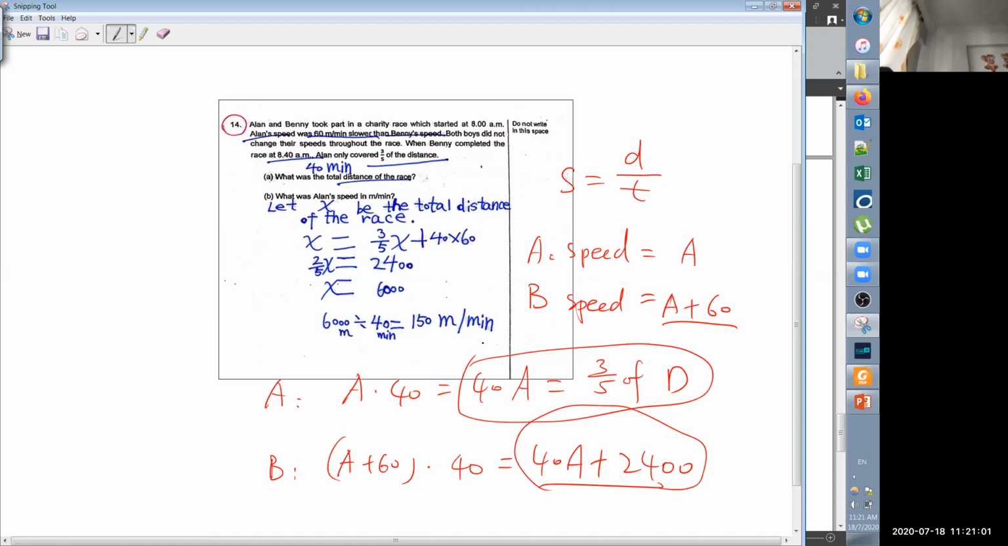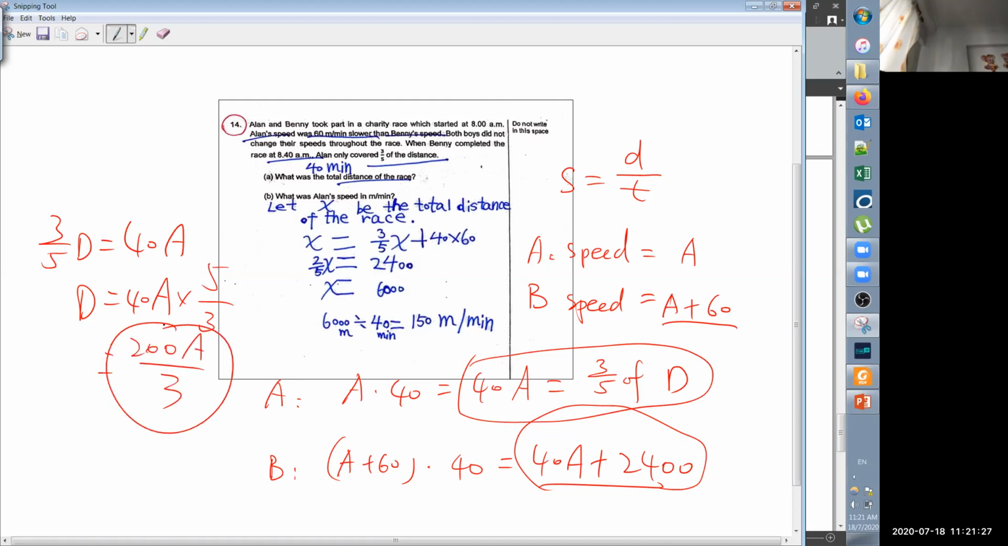Therefore, then you can actually find out what's the total distance, right? So 3/5 of D is equal to 40A. So D is equal to 40A times 5/3. So that will give you 200A over 3. So this is equal to your this. Then you can find out your A already, right? Which is Allen's speed. Okay? Can you do it now?